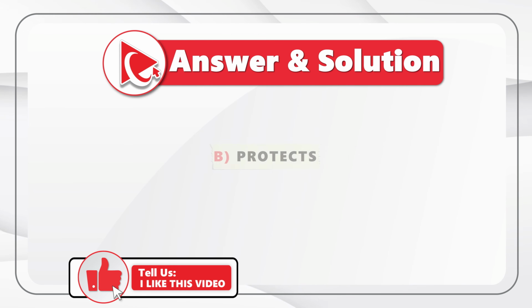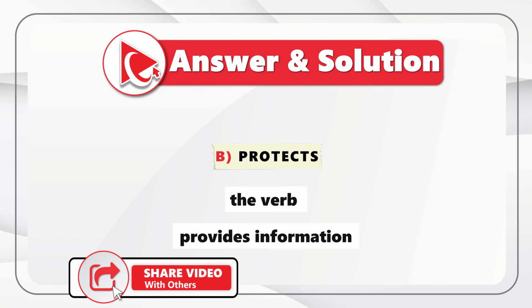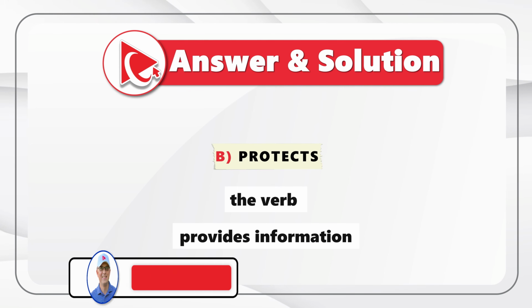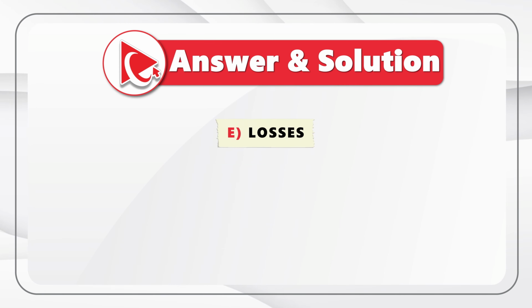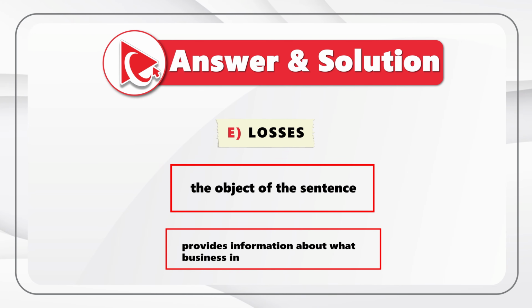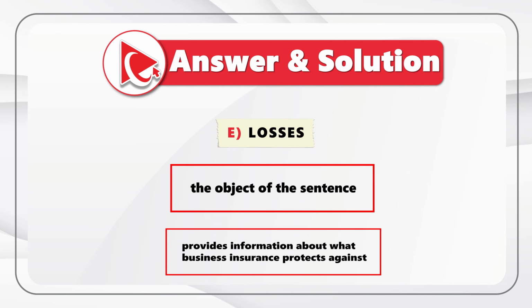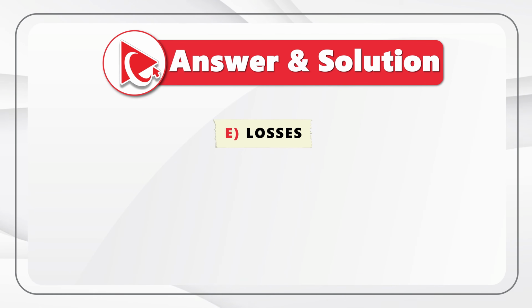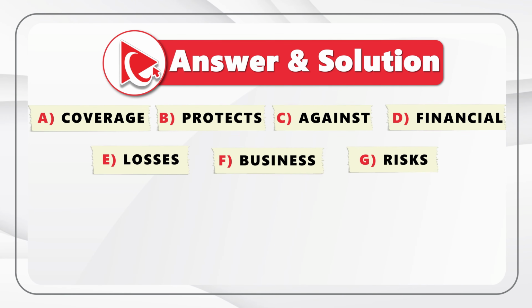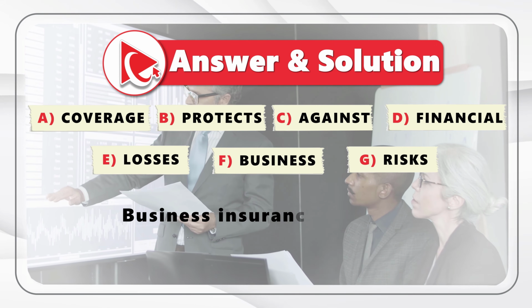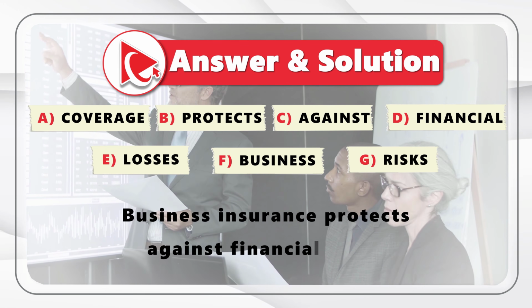The word protects is the verb, and it provides valuable information in the sentence. The word losses is the object of the sentence, and it provides information about what business insurance protects against. Based on this information, let's build the sentence. Business insurance protects against financial losses.